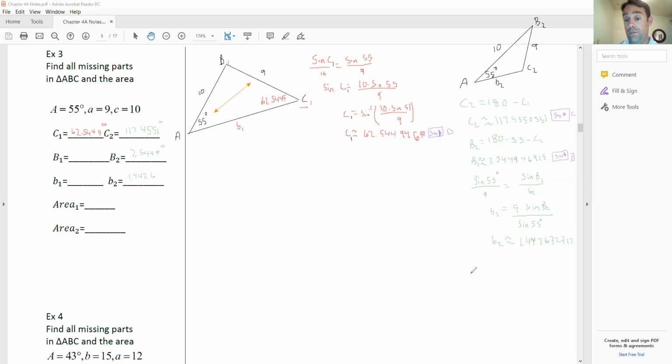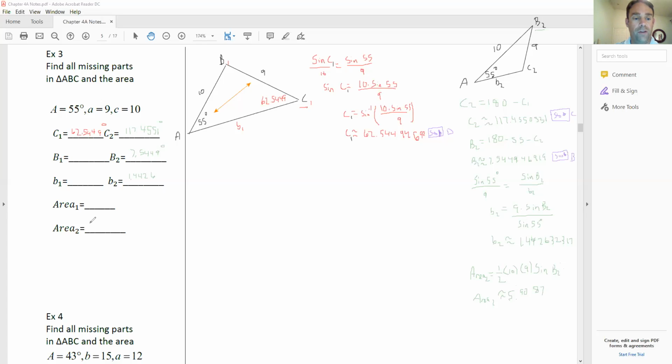So the area then, so I now know what angle B2 is up here, so I'm going to use that. So 1/2 times 10 times 9 times sine of angle B2. And so I find out that that area right there is about 5.9087.